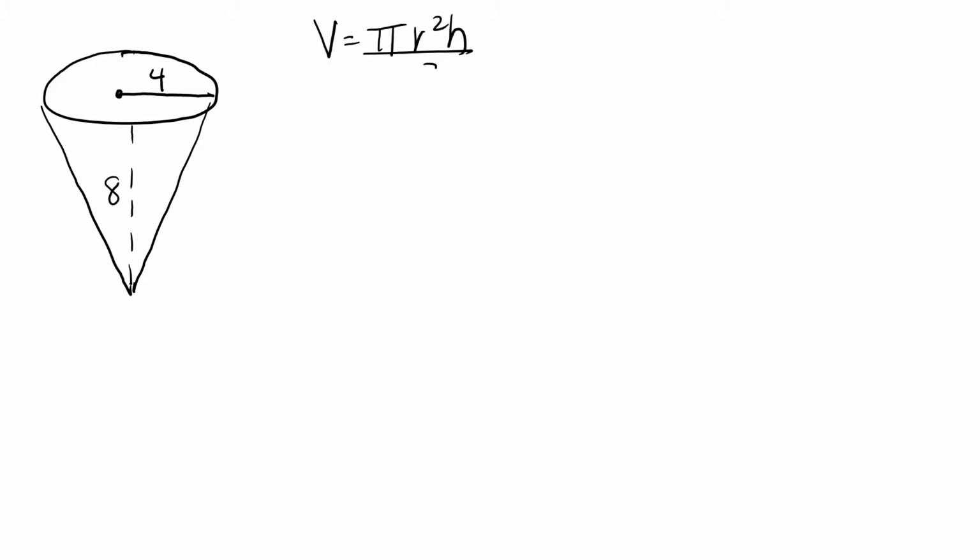For our second problem, we have a cone with a radius of 4 and a height of 8. We use our formula pi r squared h over 3, plugging in our radius as 4 and our height, which is 8.